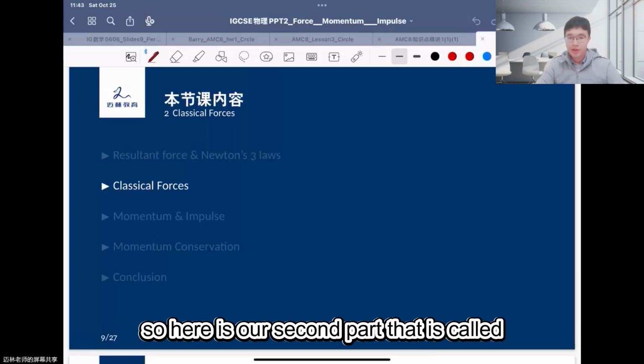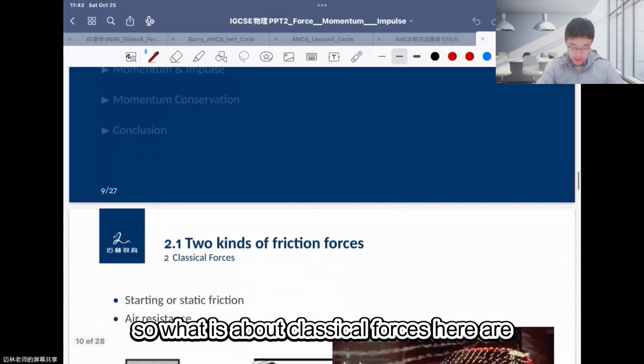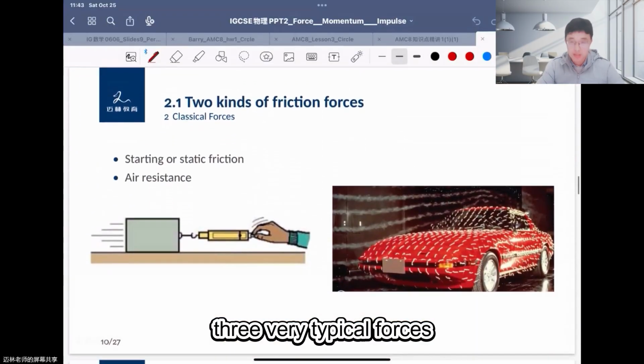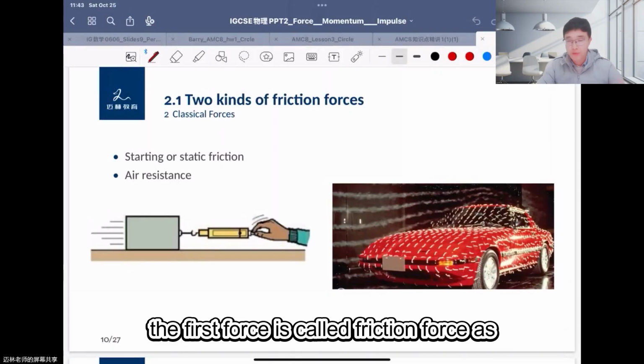Okay, so here is our second part, called classical forces. What is it about? Here are three very typical forces in IGCSE. The first force is called friction force.